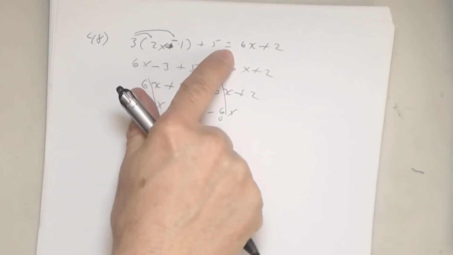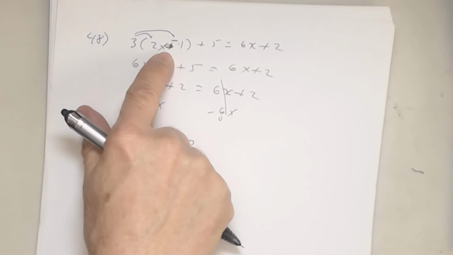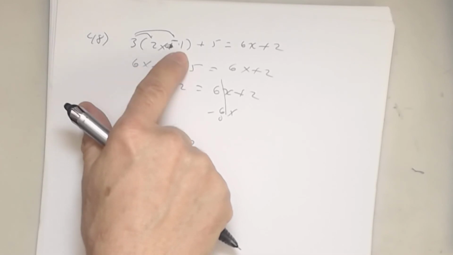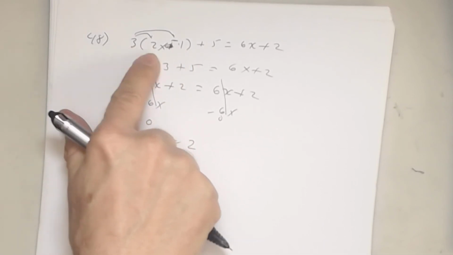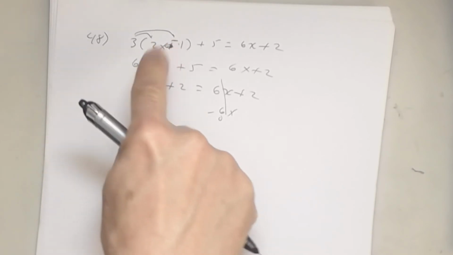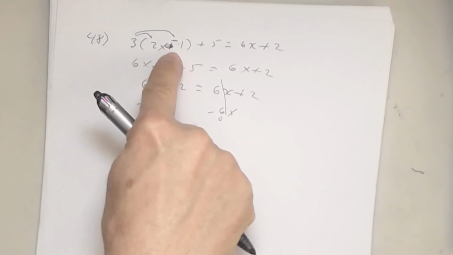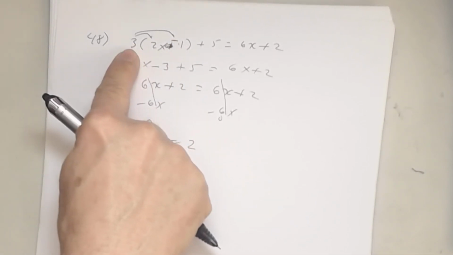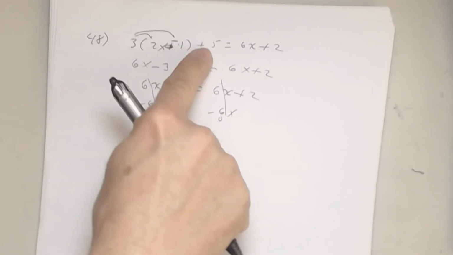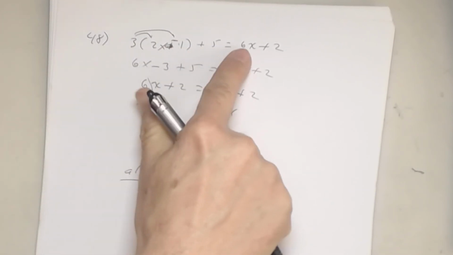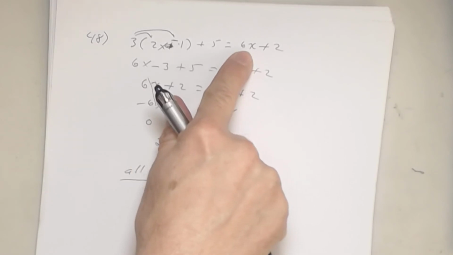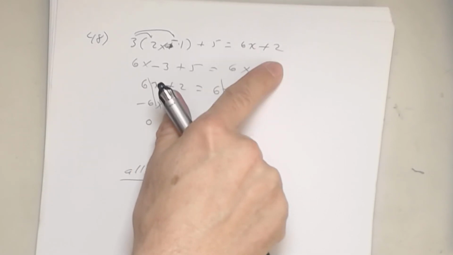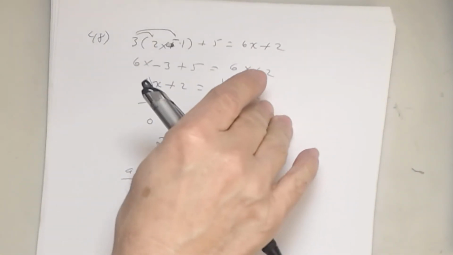Let's try 8. What's 2 times 8? 16. What's 16 minus 1? 15. What's 15 times 3? 45. What's 45 plus 5? 50. What's 6 times 8? 48. What's 48 plus 2? That's 50. 50 equals 50. So 8 is a solution.